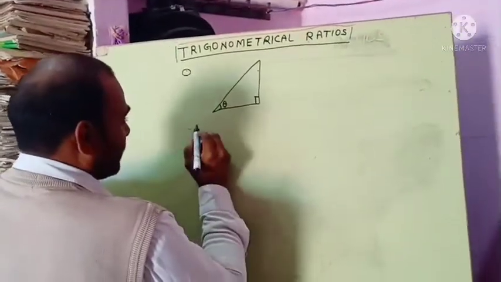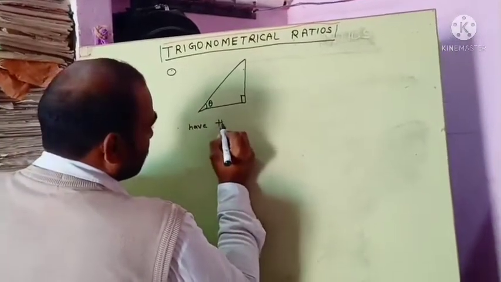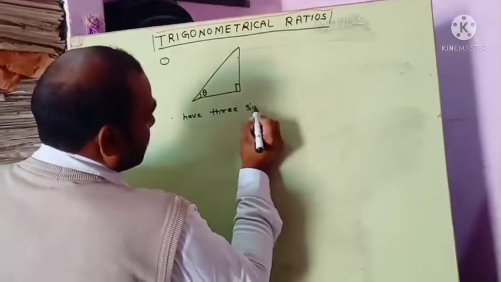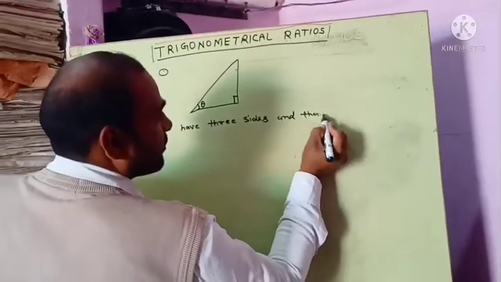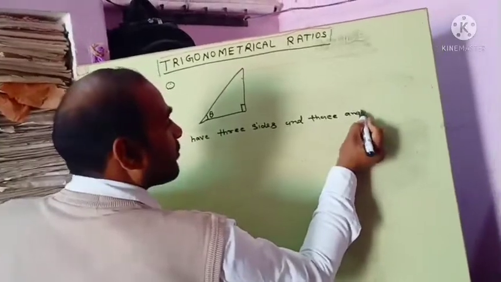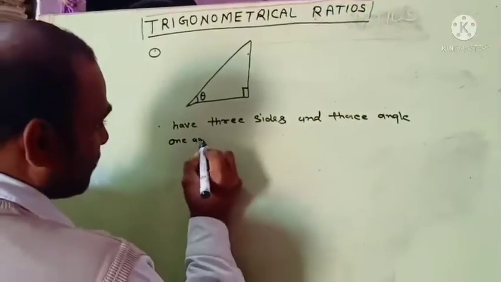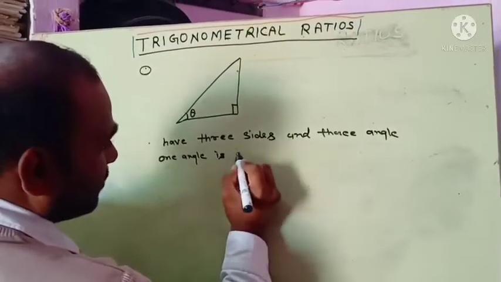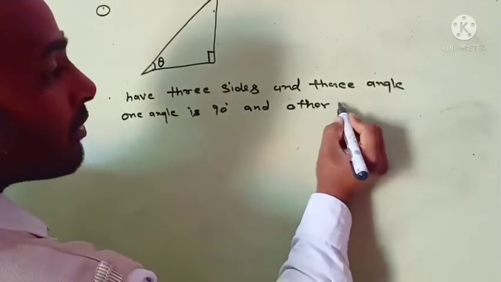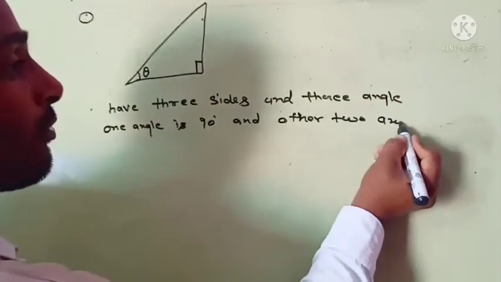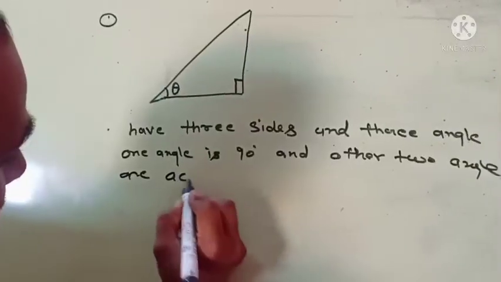The right angle triangle has three sides and three angles. One angle is 90 degrees and the other two angles are acute angles.